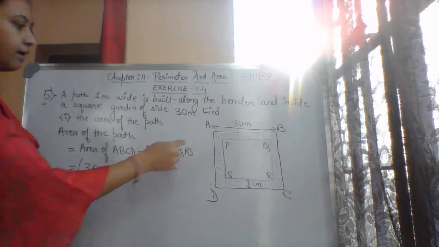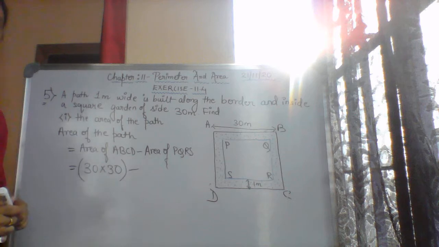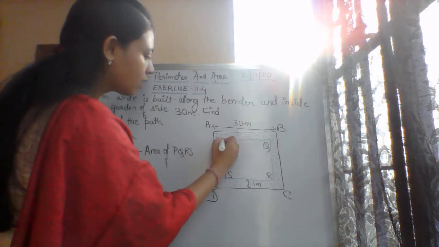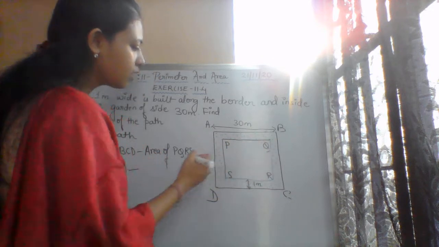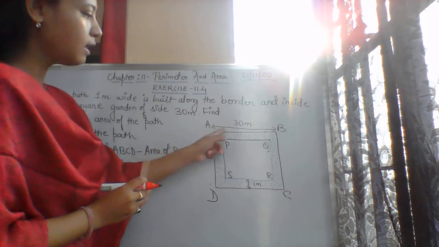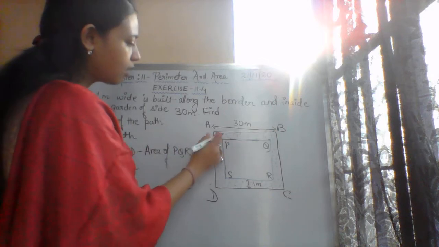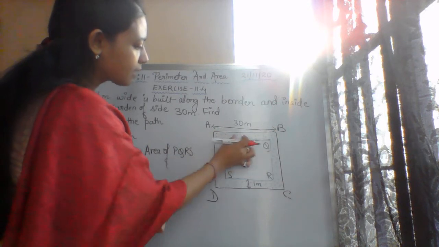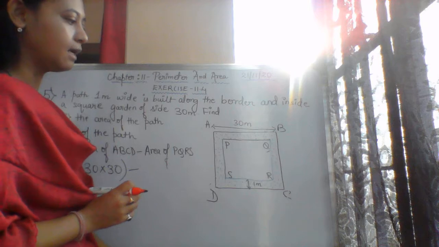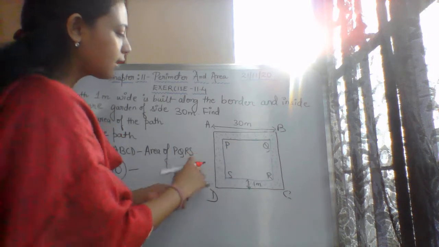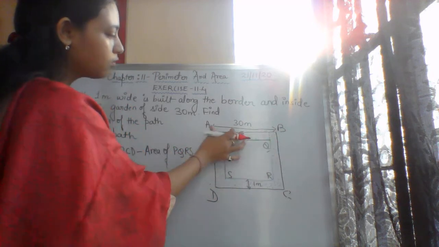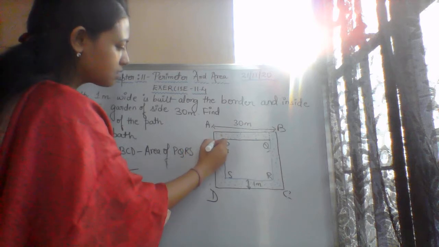So how to find the area? For that we need the side of that square. What is the length of PQ here? How can you find out the total length? You have to compare here. Total here is 30 meter, and how can I get this part? I have to subtract these two parts, then only I will get it. So total AB is 30. I want PQ. How can I get PQ? By subtracting this part from the whole 30.